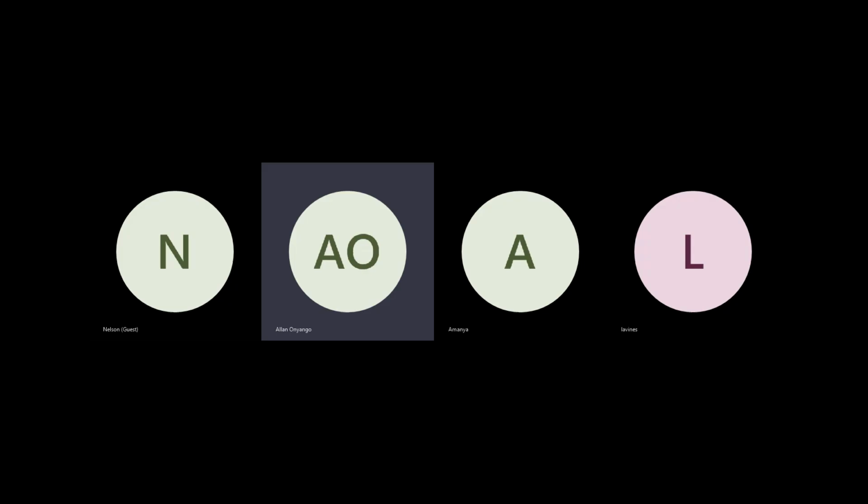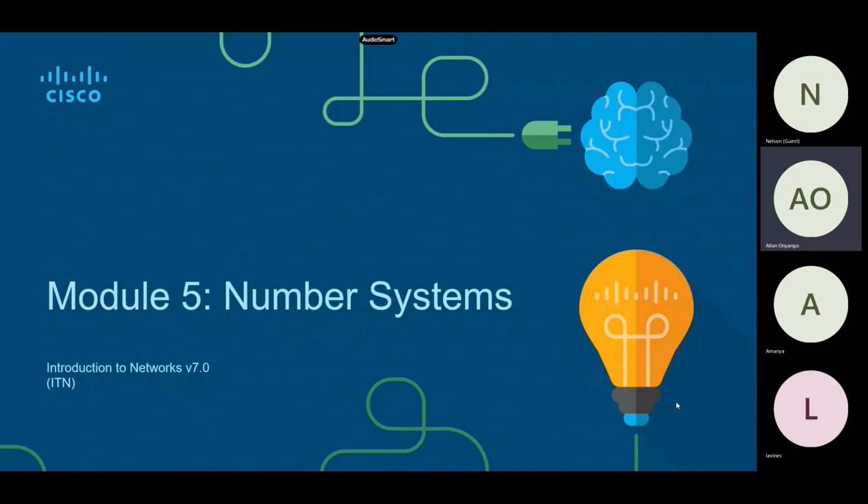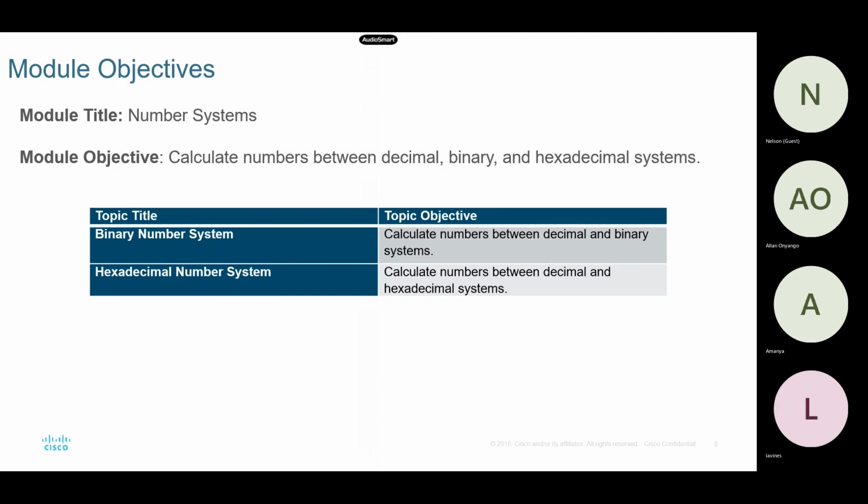Number systems. For the sake of number systems, we are going to basically talk about three numbering systems. The first group is the decimal numbering system, that which all of us know. Secondly, we talk about the hexadecimal numbering system. And the third one is the binary numbering system.